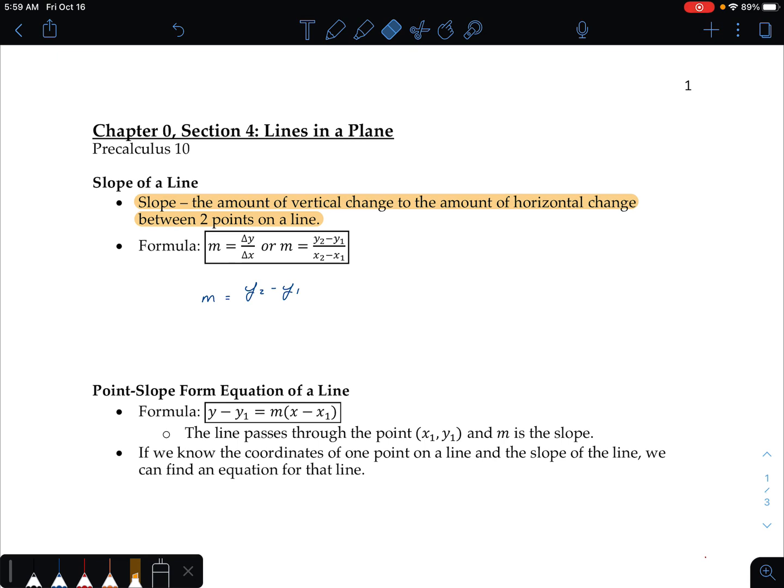Change in y over change in x looks just like our distance formula. Right? Change in y over change in x. Our distance formula had x2 minus x1 and y2 minus y1. This has the same exact thing. And this is our slope.